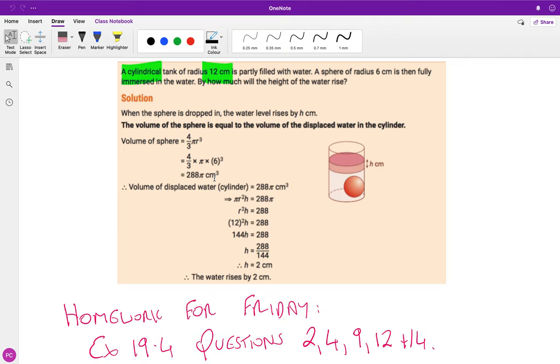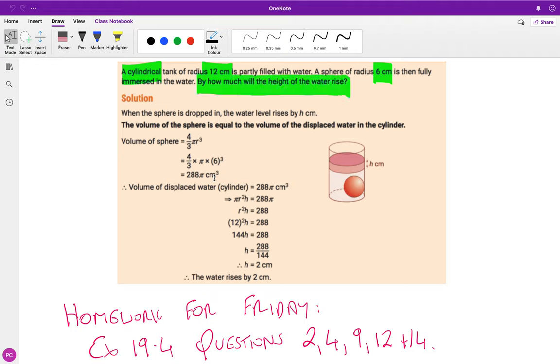A sphere of radius 6 is then fully immersed in the water. You know, if you put a rock in water, like you did in science with the overflow cans, the water will rise up. By how much will the height of the water rise?